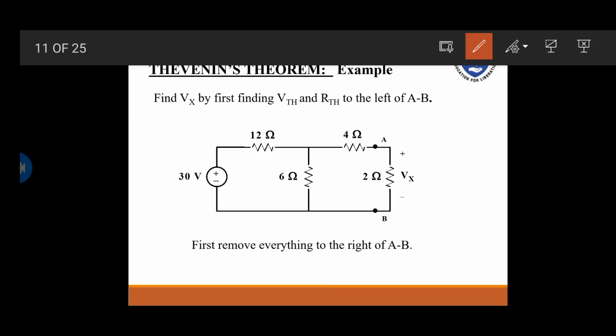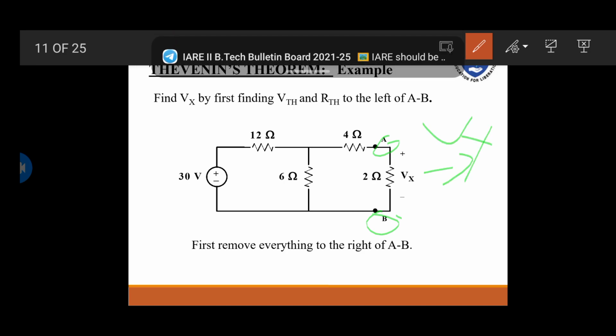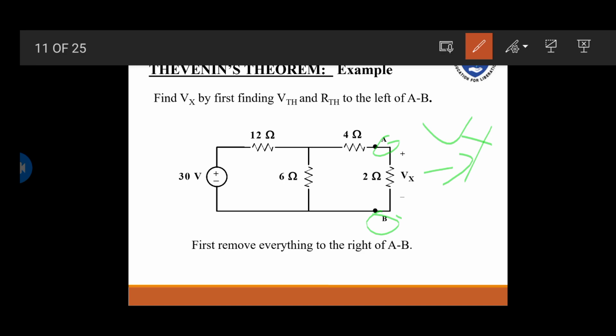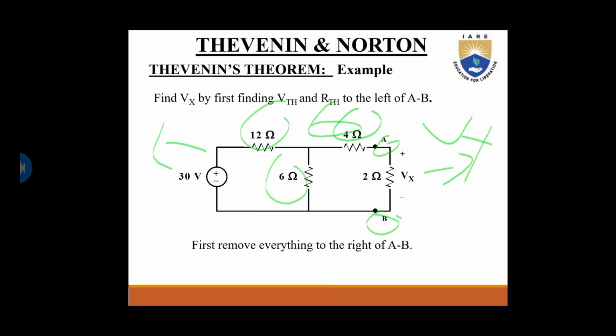Find Vx here. They asked to find Vx by first finding VTH and RTH to the left of A and B. So they have given a point A and a point B. Our task is to find Vx by using Thevenin's theorem. They gave 30 volts, a 12 ohm resistor, 4 ohm resistor, 6 ohm resistor, and 2 ohm resistor. To the left means this side. By finding VTH and RTH, we should find Vx. This is the problem given.